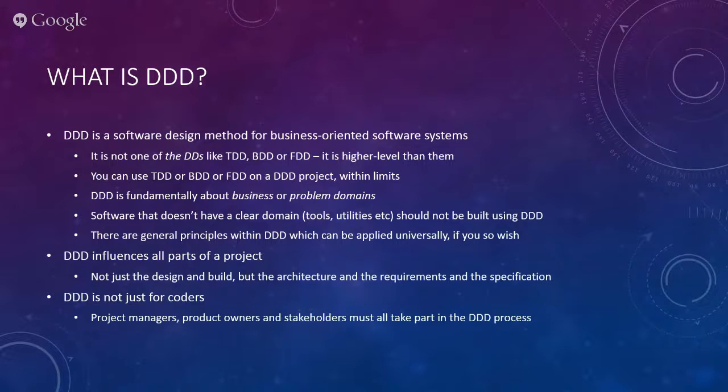Okay, so this is my description. DDD is a software design method for business-oriented software systems. I want to make the point, it's not one of the DDs like TDD, BDD, or FDD, despite having DD in its name. It really is aimed and pitched at a higher level than those things. So TDD is about how you develop, it's test-driven development. It's about the way in which you code.